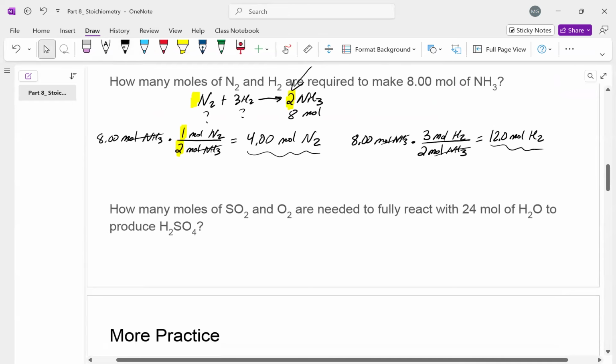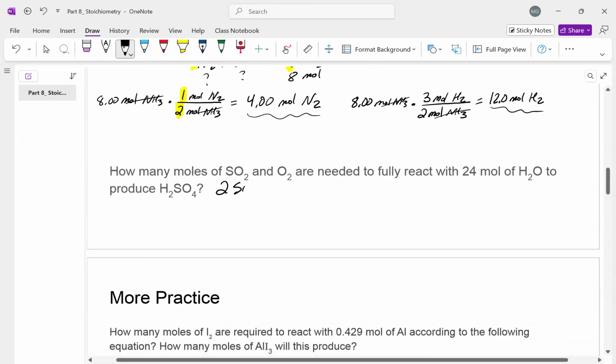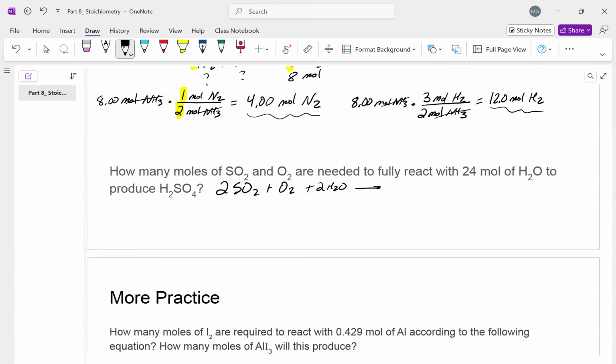All right, let's do this same thing for the next one. So let me draw out the equation here. Okay, so here's our balanced equation to react sulfur dioxide and oxygen with water to make sulfuric acid. Now, notice here that it's not asking us about sulfuric acid. It's asking us how much of these two reactants do we need in order to fully react with 24 moles of water.